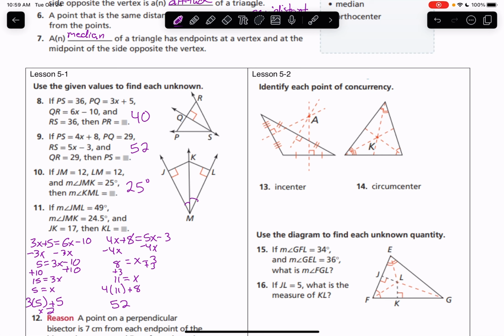Number 11, if the measure of angle JML is 49 degrees and the measure of angle JMK is 24.5, which is half of that, and JK equals 17, then that means KL will be the same value since there's an angle bisector there. So KL will be 17.